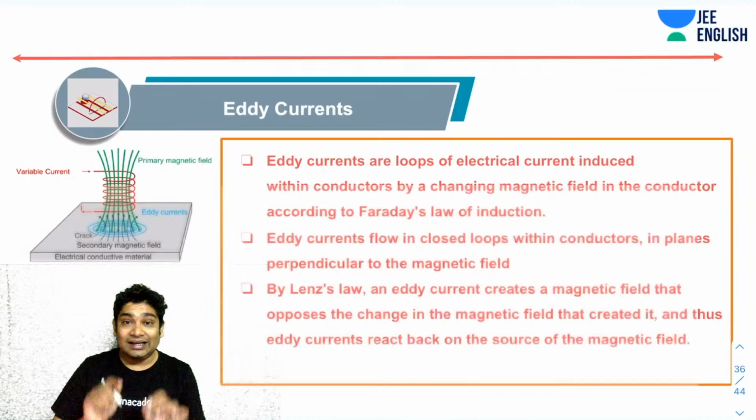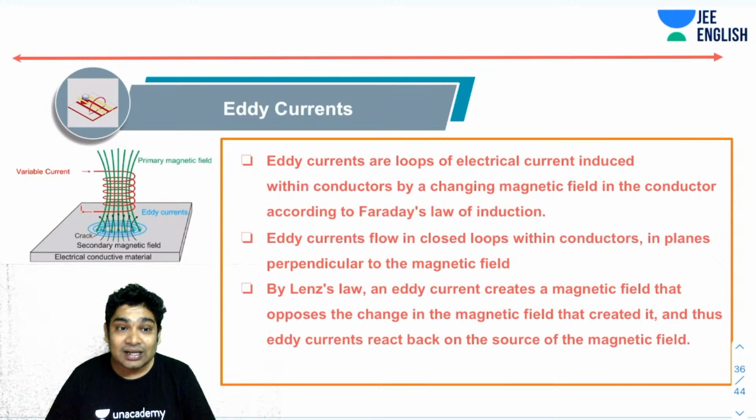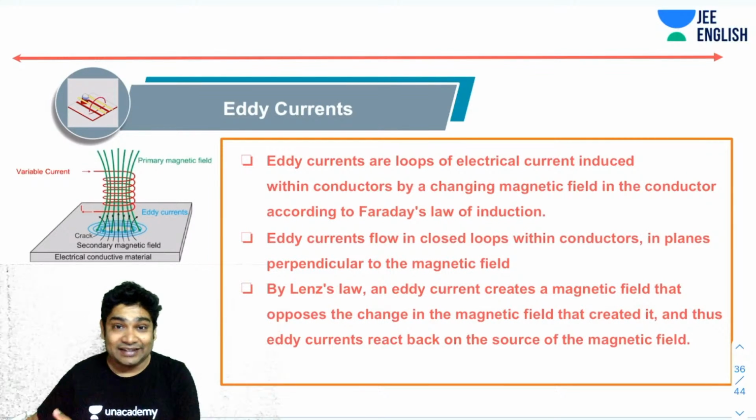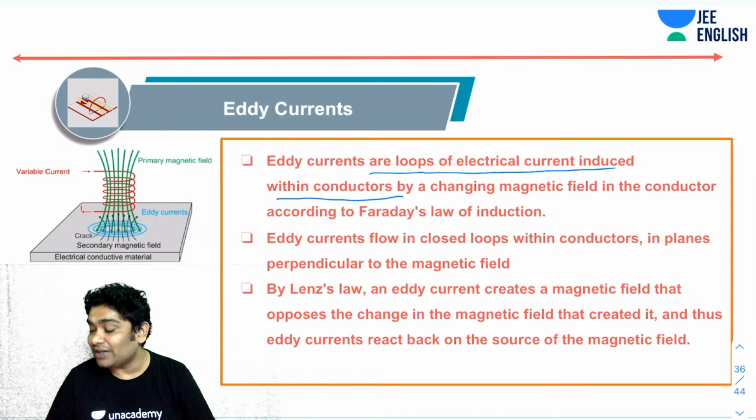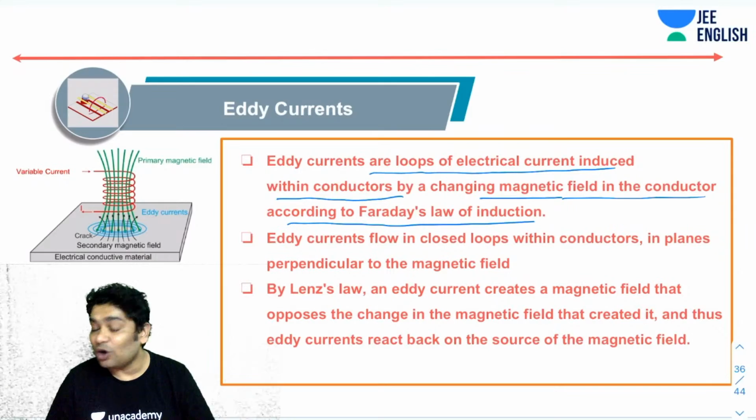Okay. And now, quickly, I just want to mention eddy currents also. This is the last thing that we will be discussing today. Eddy currents are loops of electrical currents induced within conductors by a changing magnetic field in the conductor, according to Faraday's law of induction.